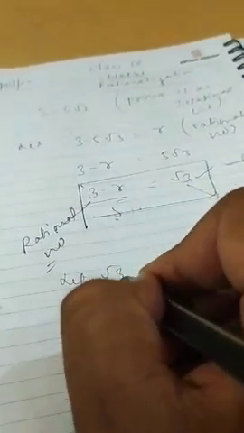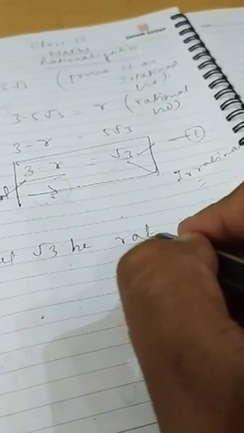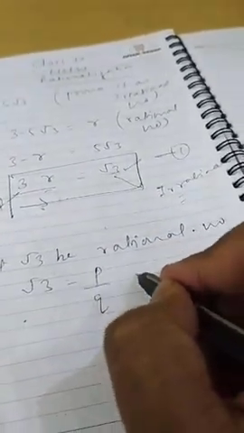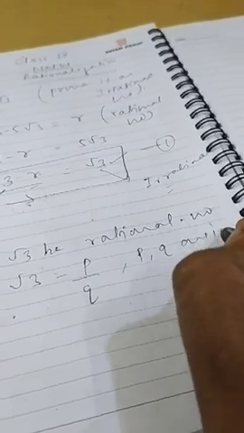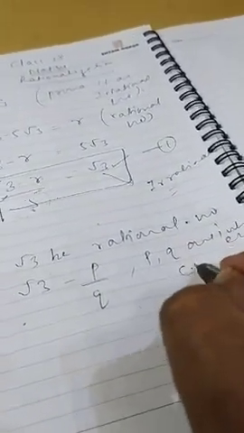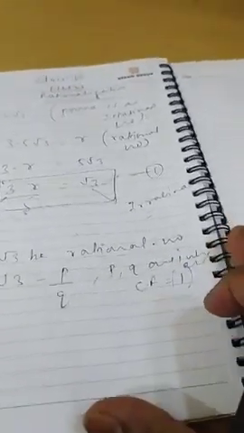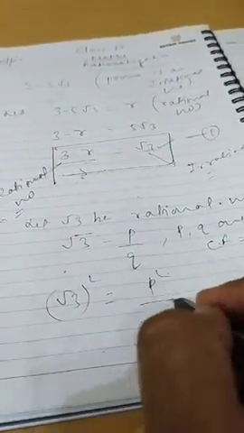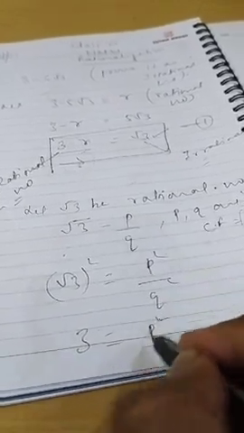So let root 3 be a rational number. So root 3 will be equal to what? p by q, according to the definition of a rational number, where p and q are integers having common factor 1. So apart from 1 it cannot be divided by any other number. Now we'll remove this square root. Squaring both sides, this will be p square by q square, and 3 equal to p square by q square. Cross multiply, you will get p square equal to 3q square.